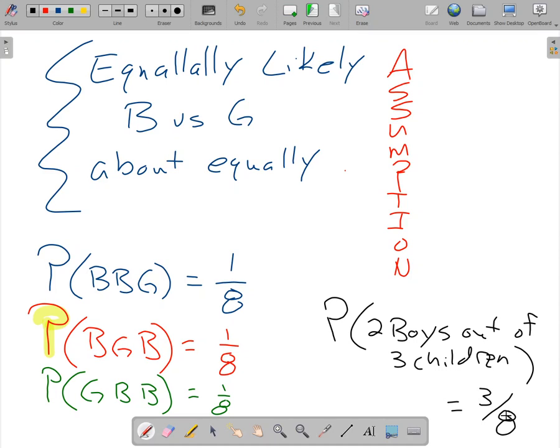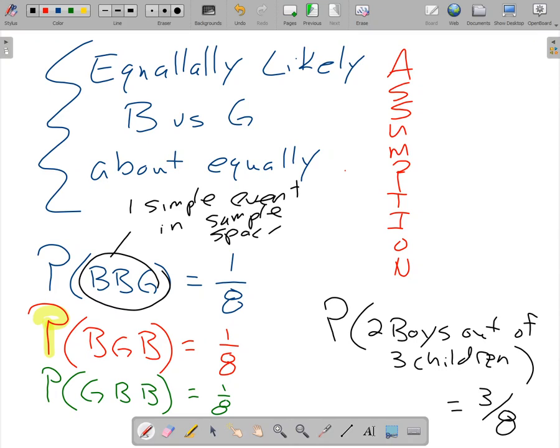So in this system right here, because I'm looking at what happens with 3 children, this is one of 8 possible events. This is one simple event in the sample space. This is not simple because there's more than one way that can happen. So I'm just going to break that down on another page.